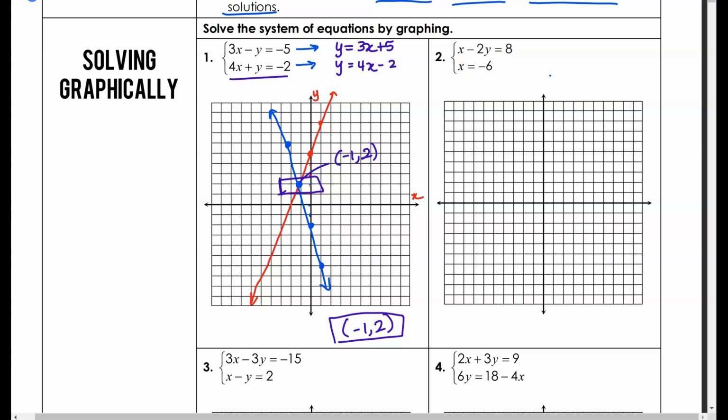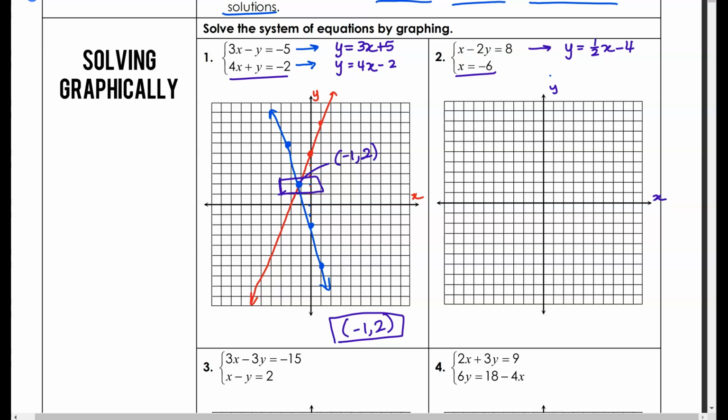So here we have y equals, actually let's rewrite the first one. So we have x - 2y = 8, and that's going to translate into y = 1/2 x - 4, and then we also have x = -6. Here's our y value, here's our x value, right, our x-axis and our y-axis. So let's go ahead and graph the first one.